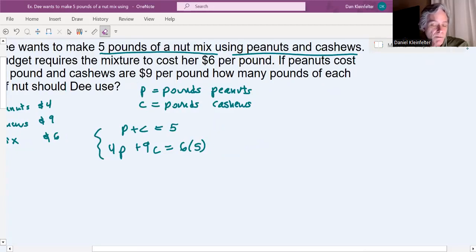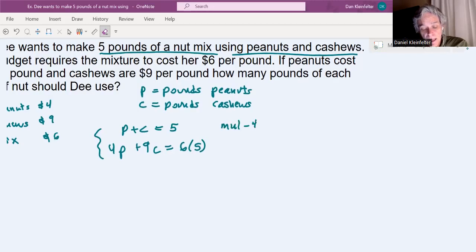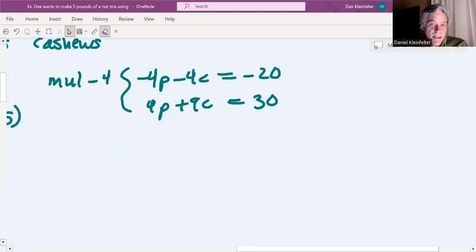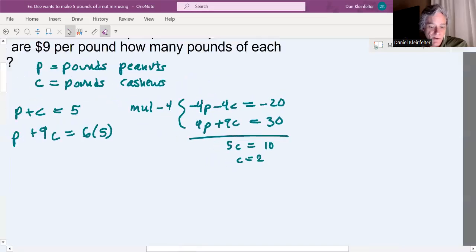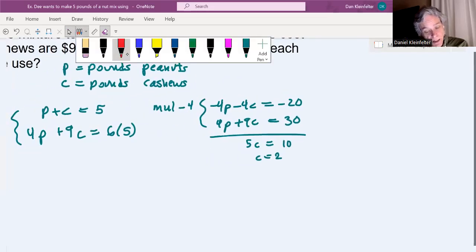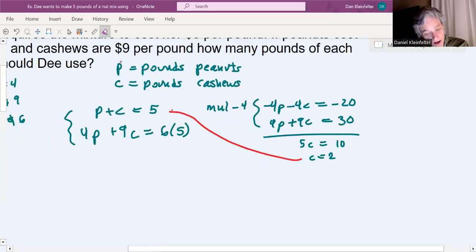So we want to solve for both P and C. I'm going to use elimination this time. We'll multiply the first equation by -4. And so that will give us -4P minus 4C is -20, and then 4P plus 9C is equal to 30. Now when we add together the two equations, the P's will go away, and we'll have 5C is equal to 10, so that C is 2. So that's pretty straightforward. And then if we know that C is 2, we can back substitute to find out the value for P. It's got to be 3, right?